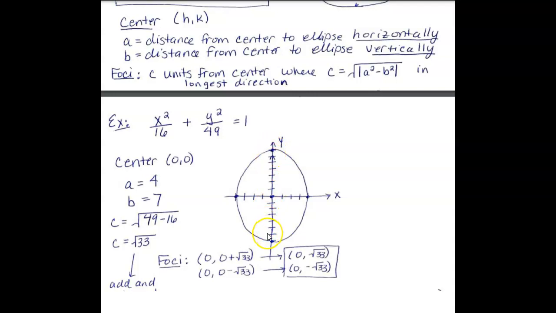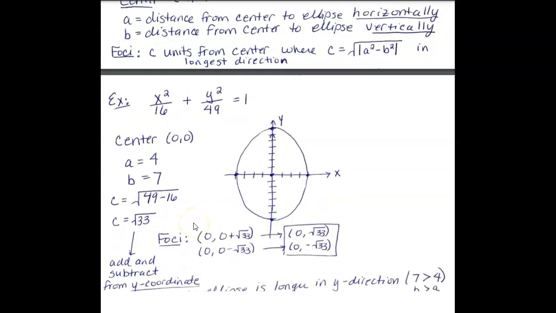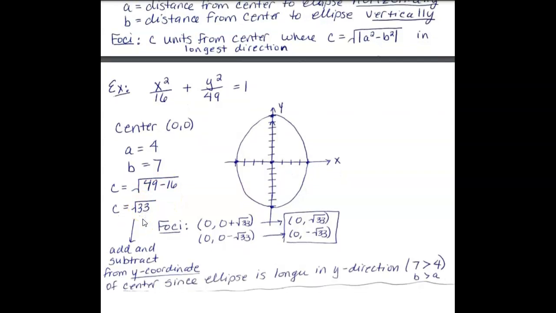Up 7, down 7. 2 more points, and then those 4 points create the graph. When you have to state the foci, you calculate the distance away from the center. So for an ellipse, it is c equals the square root of, and you just have to subtract the denominators in the order that you get a positive answer. So whichever one's bigger, you're going to start with that one. So 49 minus 16, so the square root of 33.